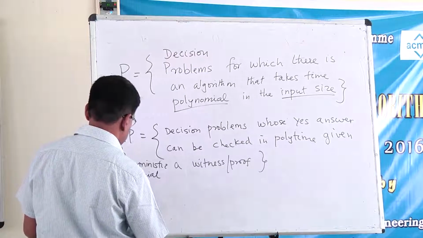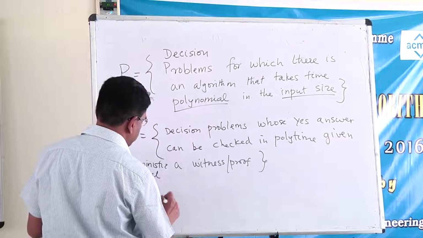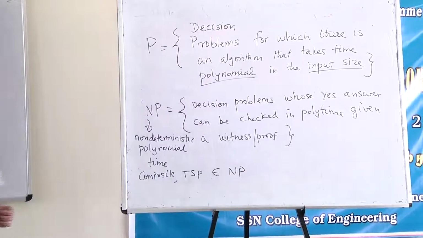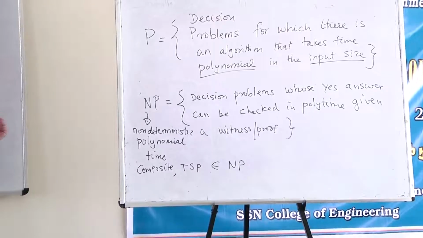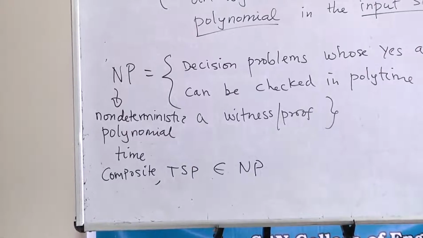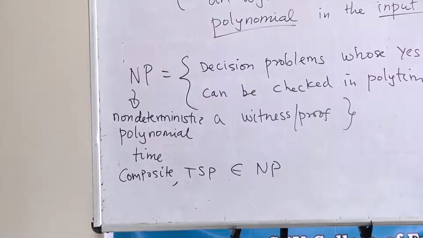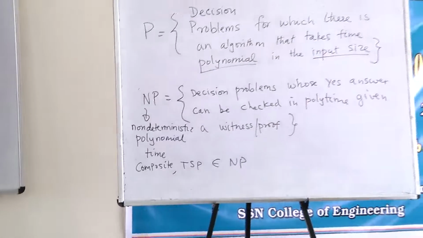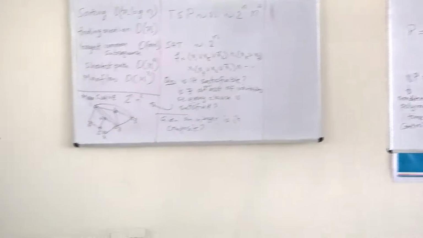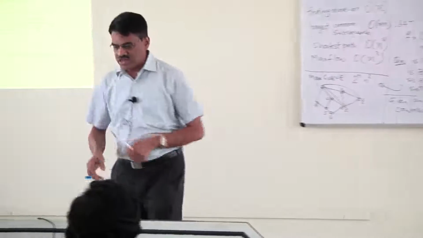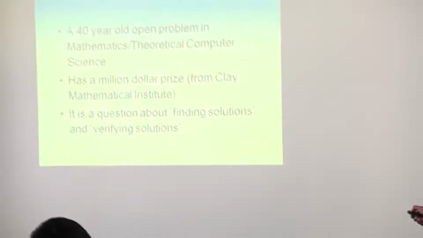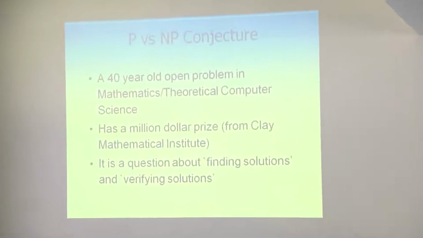So composite, TSP, all of these problems belong to this class NP. The important thing is how much time did you take to figure out this cycle? I'm not talking about this. How much time did you take to figure out this divisor? I'm not measuring that. All I am saying is if you have a proof, there is a polynomial time verifiable proof. So this is all about verification. That's what I mentioned in the first slide, that this whole thing is about finding solutions and verifying solutions.